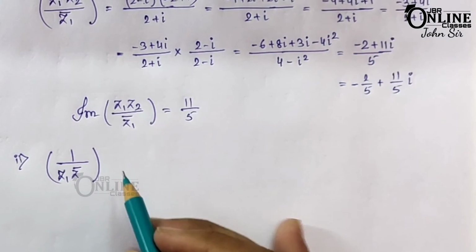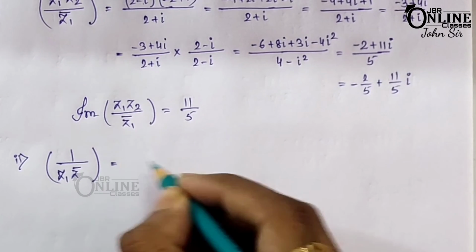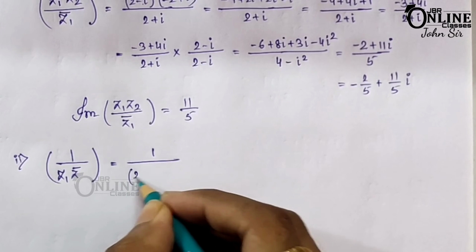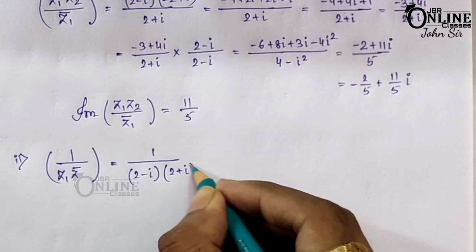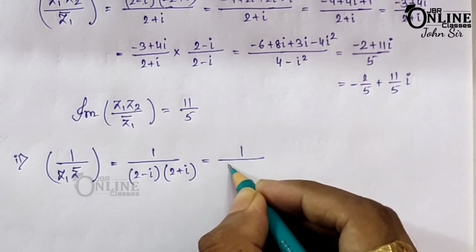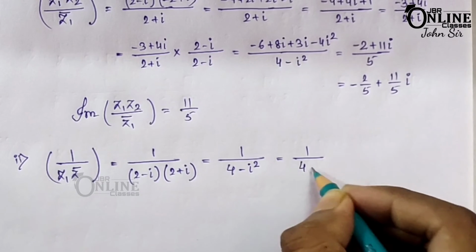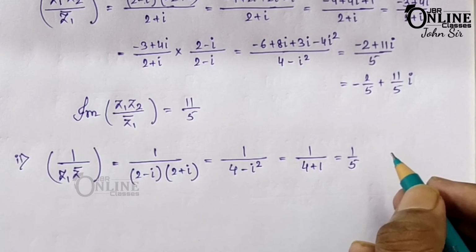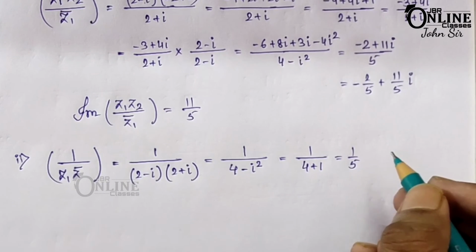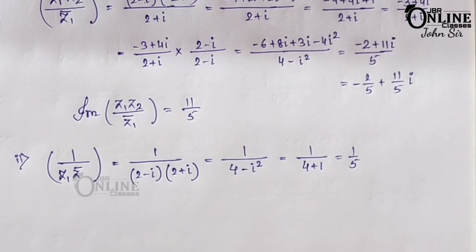Now for the second part, 1 by z1 into z1 bar. So what is the value of z1? You know that the value of z1 equals 2 minus iota, and the value of z1 bar equals 2 plus iota. So it will be 1 by, this one will be 4 minus i square, that means 1 by 4 plus 1, that equals 1 by 5. Okay, so now you have to find out the real part. So as 1 by 5 is the real part, 1 by 5 is your answer.